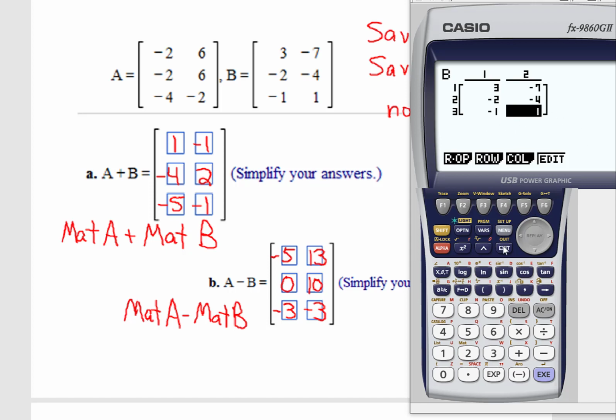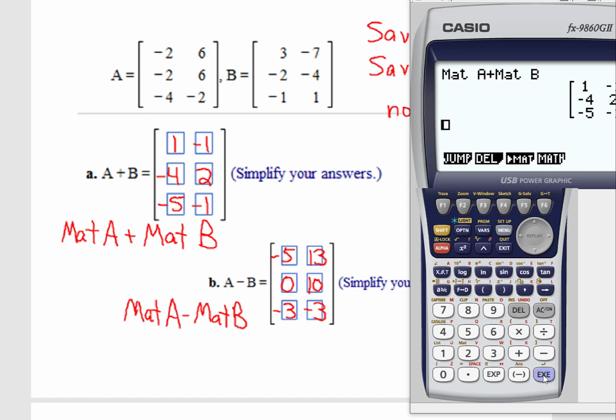Okay, looks good. Exit out. You're going to exit all the way out back to this main screen. And now I have matrix A and matrix B saved into the calculator. So now I can actually reference them. I'm going to go to Shift 2 so I can access this matrix right here. And then alpha A, so now I'm dealing with the red letters, plus, again, matrix, so Shift 2, alpha B. And voila, it punches out my matrix.